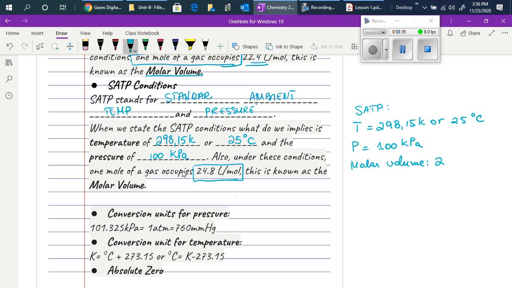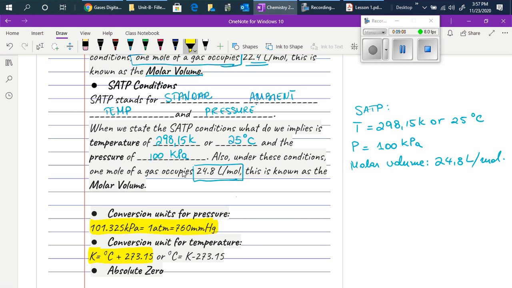We will use all those numbers, so please have those ready. Now, when we are converting, what we have to keep in mind is that 101.325 kilopascal is 1 atmosphere or 760 mmHg.